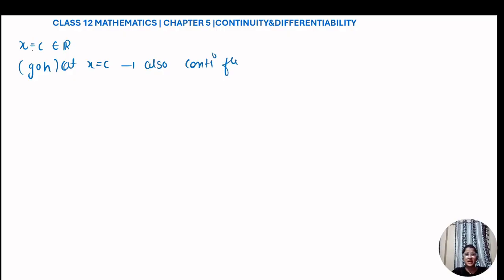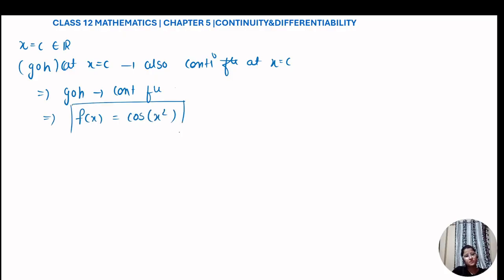And we have started with an arbitrary real number c. So by this we get that g composition h is also continuous at x equals c, and from this we conclude that g composition h is a continuous function. That means this is continuous at all the points of its domain. So we get that our f of x equals cos of x square is a continuous function. Okay, we are done.